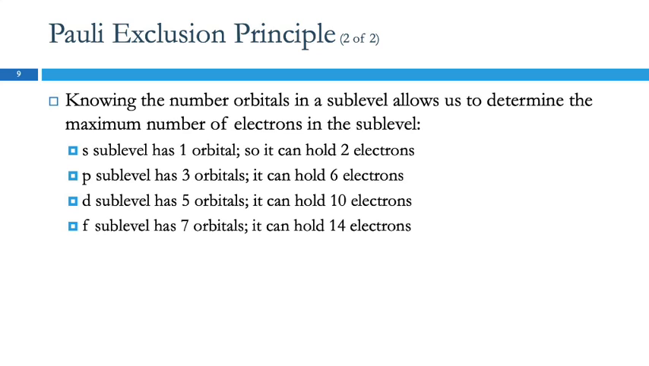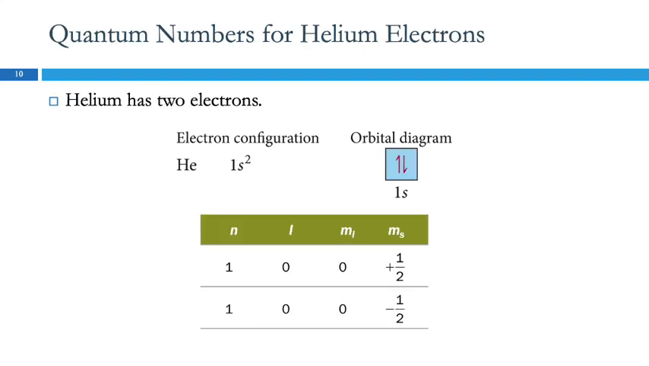This is all very nice. If you know the number of orbitals in a sublevel, you can figure out how many electrons could be in a sublevel. I really just don't find that very useful.